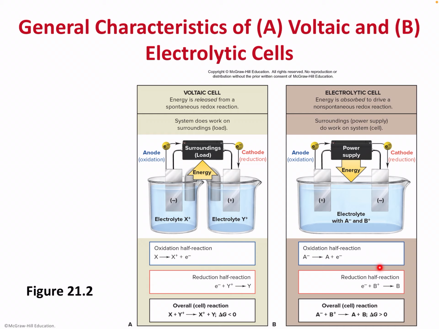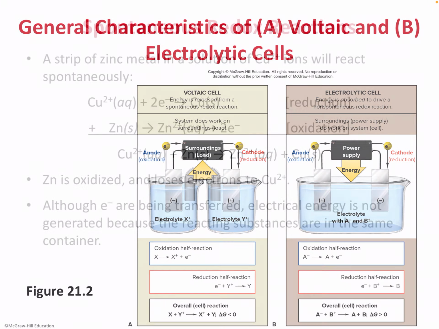Non-spontaneous reaction. Both of these setups are somewhat similar, but the difference is that the voltaic cell is a spontaneous reaction and the system is doing the work, whereas the electrolytic cell is a non-spontaneous reaction, delta G greater than 0, and the surroundings have to do the work in order for the cell to work.